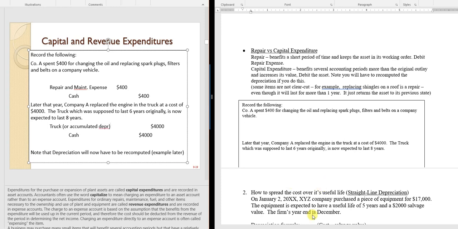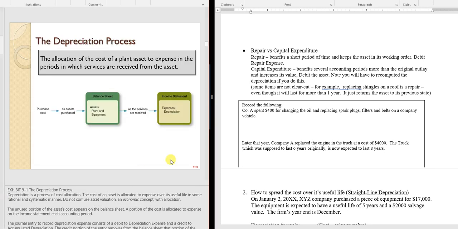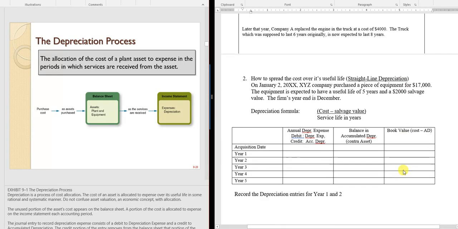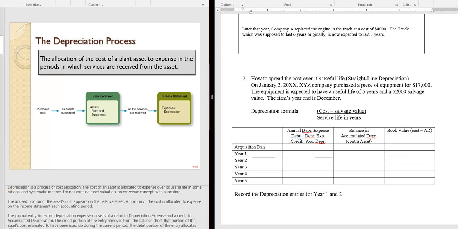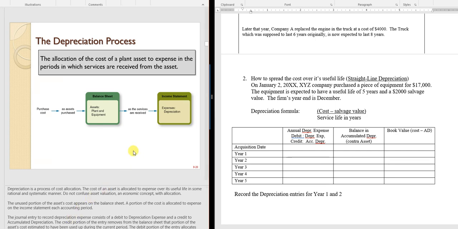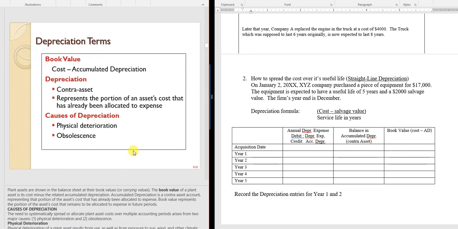But anyway, I'm going to capitalize this because it significantly increases the truck's value or its useful life. If I put a lift bed on the truck, it would significantly increase the truck's value and it's changing the asset, so I'm going to debit it to truck. Okay? All right, next thing we're going to talk about is how to spread the cost of the asset over its useful life. And remember, depreciation is the systematic allocation of the cost of the asset over its useful life.